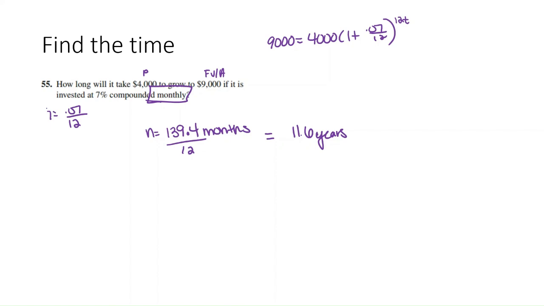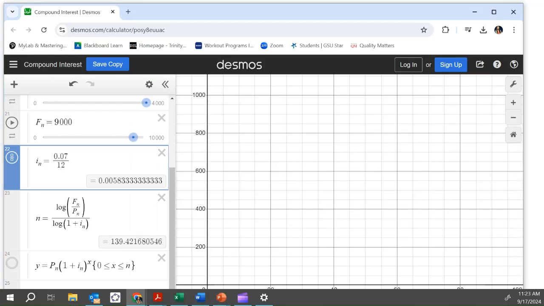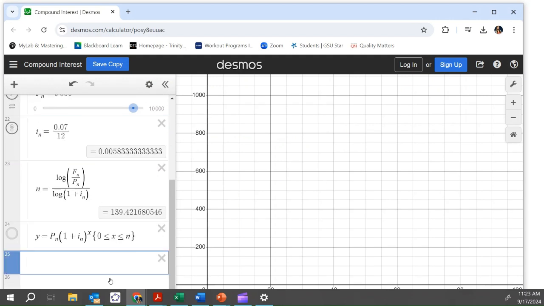Right, so let's double check that that is the correct answer. So I could do 4,000 times 1 plus 0.07 over 12 to the 12 times 11.6 power. And I should get just about 9,000. Do note that we are rounding here, so there is a chance of it being just slightly off by a few cents. But I can go down here.